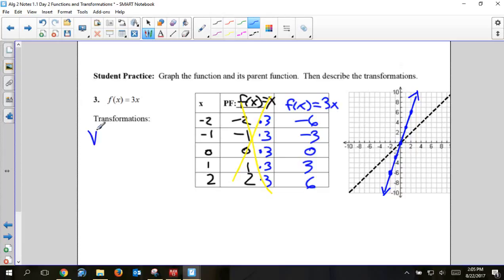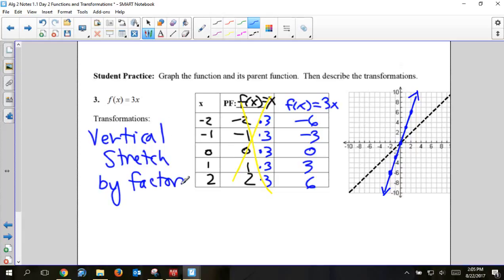So we say vertical stretch by factor of 3.